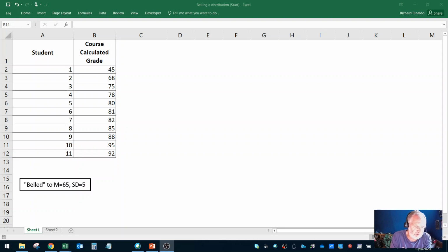So they're a bit worried that my grades are inflated, and they want them brought down to what the college says. This is all fake. What the college or university says that it should be. So first thing I'm going to do is I'm going to calculate my mean and my standard deviation, and I'll use the functions in Excel.